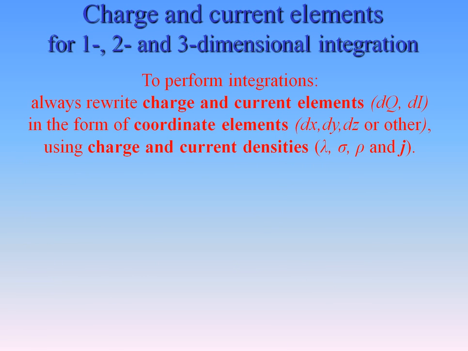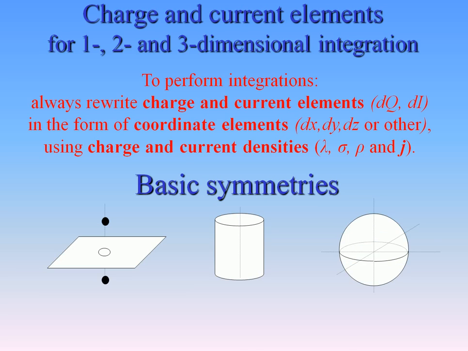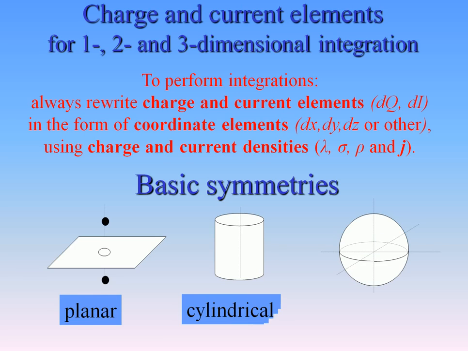Why do we need charge and current elements to perform integrations? It's necessary to rewrite charge and current elements like dq and dI in the form of coordinate elements like dx, dy, dz using charge and current densities, because coordinate elements can be integrated over spatial coordinates. Basic symmetries: we have planar symmetry, cylindrical symmetry and spherical symmetry, and we will discuss that.